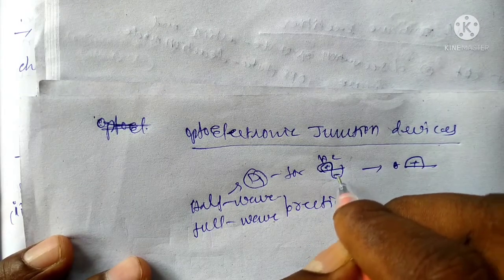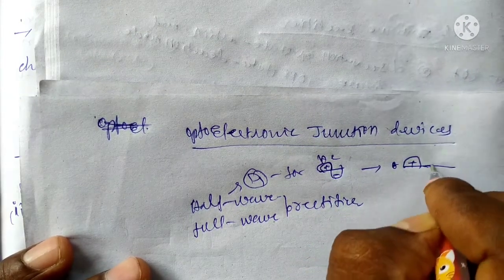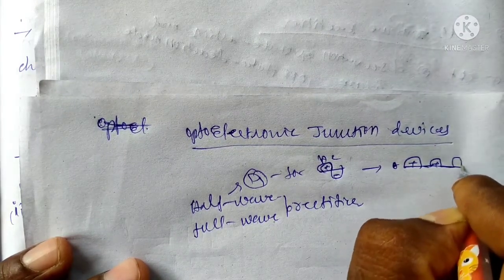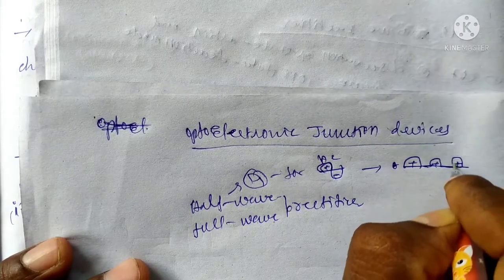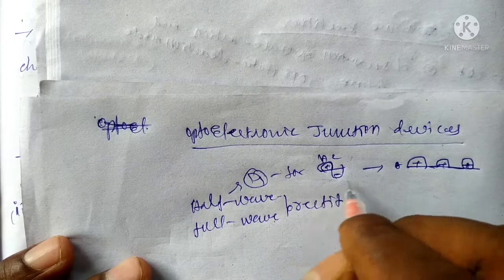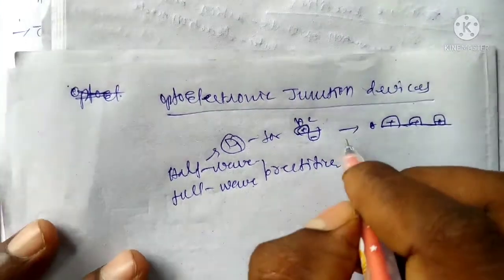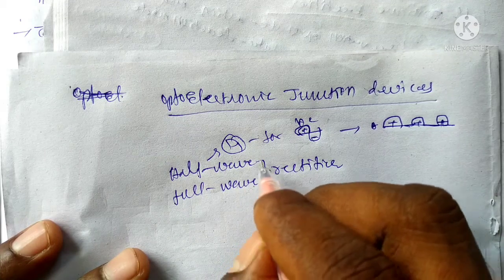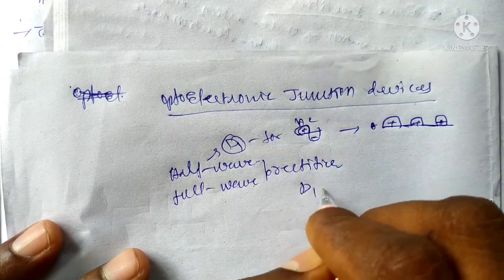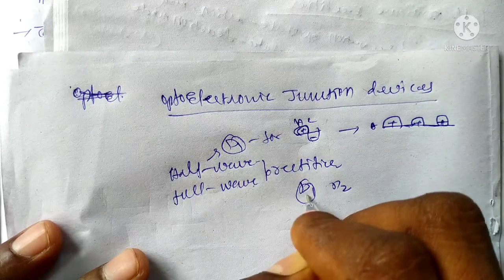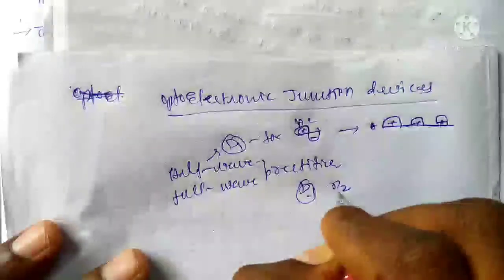In reverse bias, we do not get output voltage. So we get output only in forward bias in the case of a half wave rectifier. To handle the reverse bias case, we use a modification of the half wave rectifier with two diodes, D1 and D2. If D1 is reverse biased, D2 is forward biased.